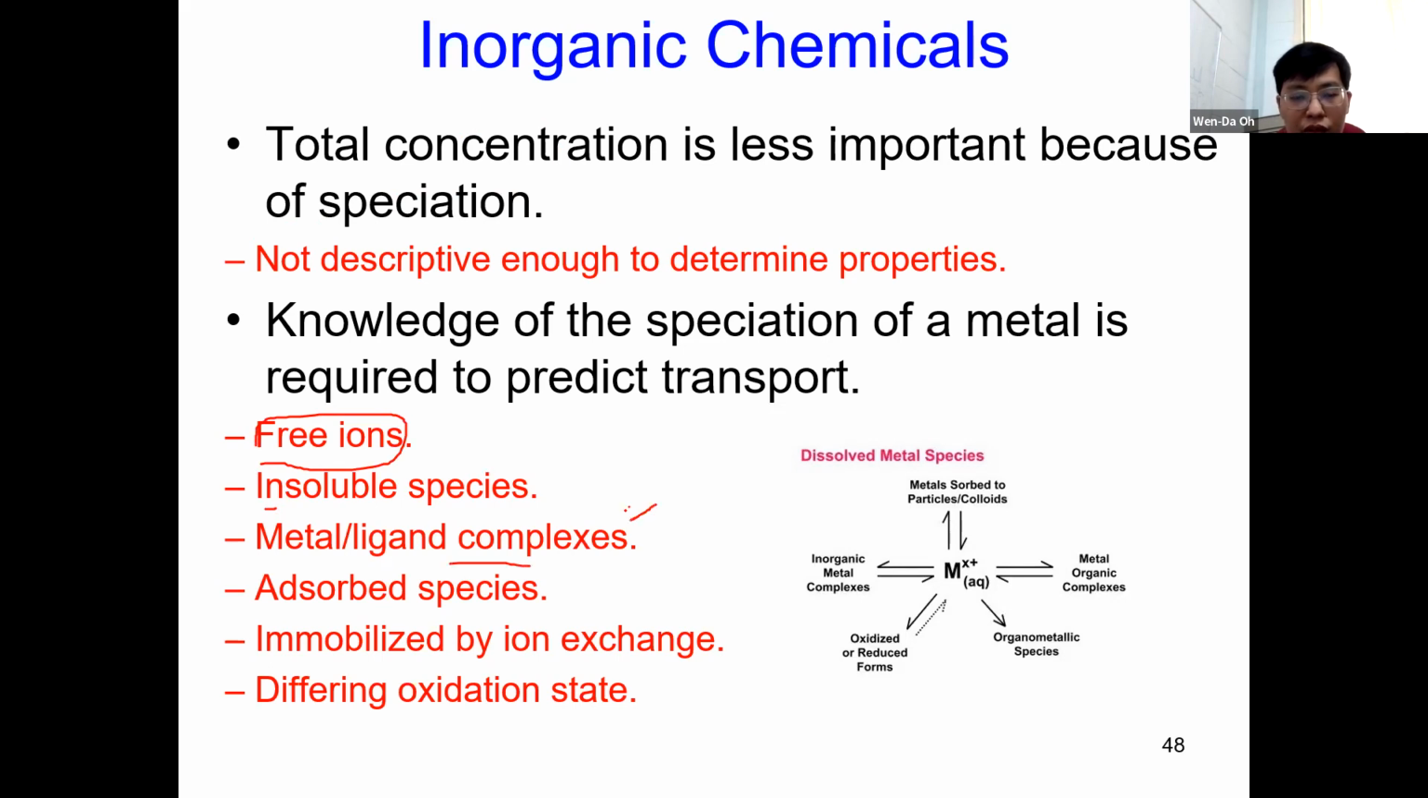Complex formation is quite important because a complex itself can have different characteristics compared to the original compound, right? So the species can also be an adsorbed species, an immobilized species, or maybe a species that has a different oxidation state, like arsenic. Arsenic 3+ is more toxic than arsenic 5+. So these are the things that we have to be concerned about in terms of the species for heavy metals, and not the concentration, because the concentration is quite meaningless to know, right?